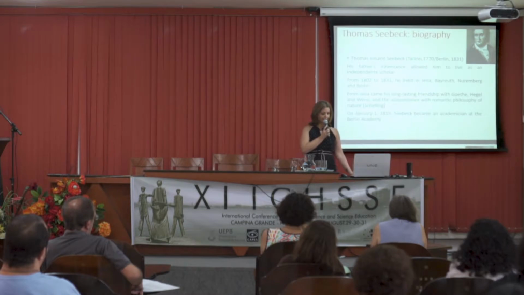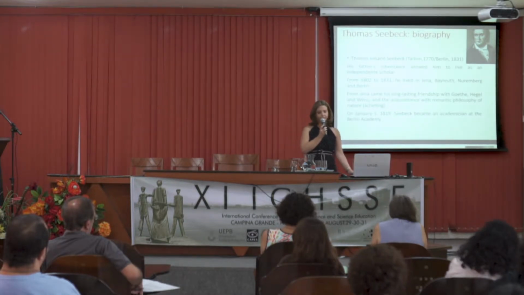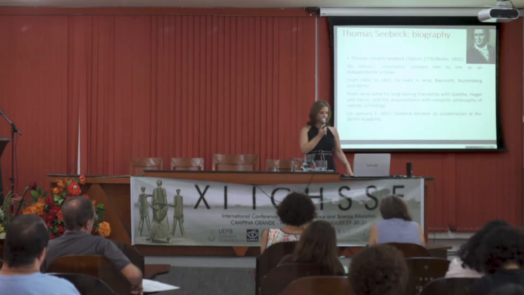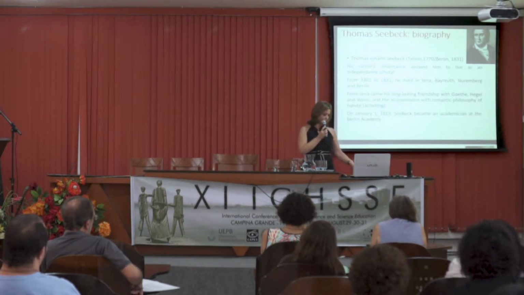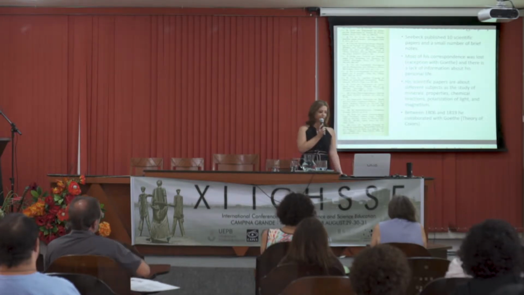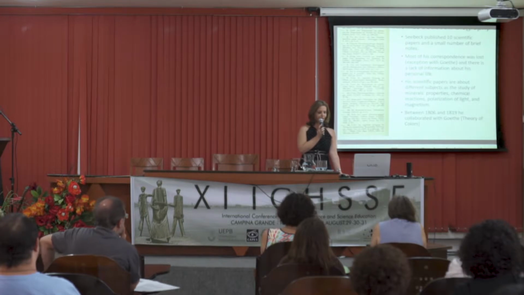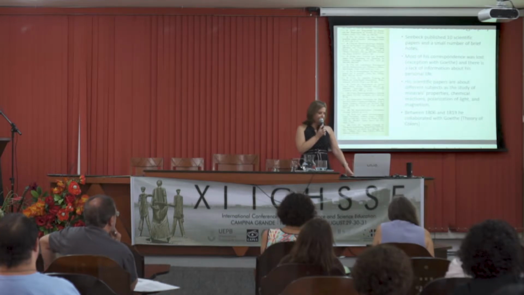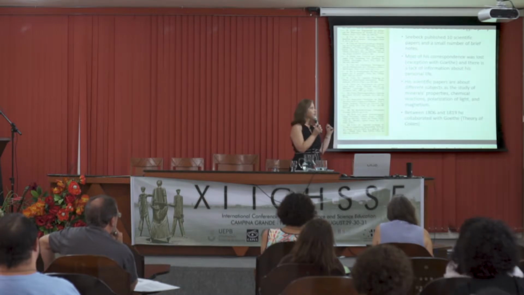In Jena he also came to know nature philosophy, which was one of the philosophies of that period in Germany, very important at the beginning of the 19th century. We don't have many things about Seebeck because he only published 10 scientific papers and a small number of brief notes, so nothing so important. Most of his correspondence was lost, except with Goethe. And there is a lack of information about his personal life.